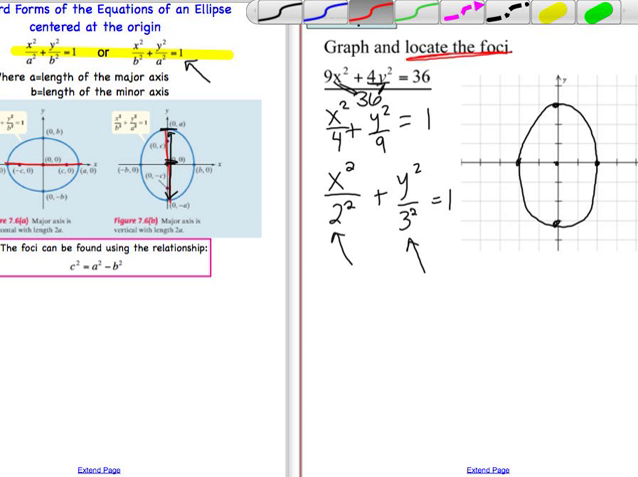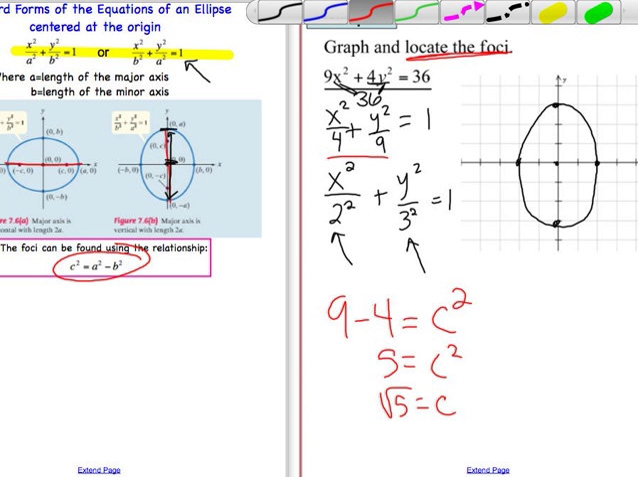So we're going to find those by using this fact here, a squared minus b squared. So we're going to go back up to this 9 and 4, and we're going to use these, 9 minus 4. That will equal c squared every single time. That will give you your distance to your focus points. So 5 equals c squared, or square root of 5 equals c. So that means my focal points are square root of 5 units away from the center, and they're always on the major axis. So I'm going to go square root of 5 away.